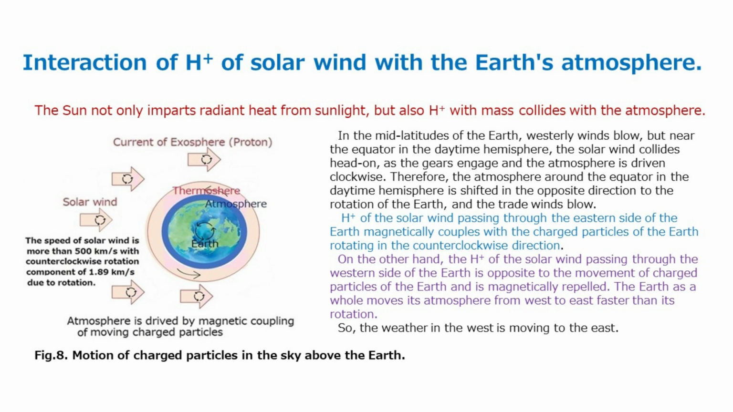H+ of the solar wind passing through the eastern side of the Earth magnetically couples with the charged particles of the Earth rotating in the counterclockwise direction. On the other hand, the H+ of the solar wind passing through the western side of the Earth is opposite to the movement of charged particles of the Earth and is magnetically repelled. The Earth as a whole moves its atmosphere from west to east faster than its rotation. So, the weather in the west is moving to the east.